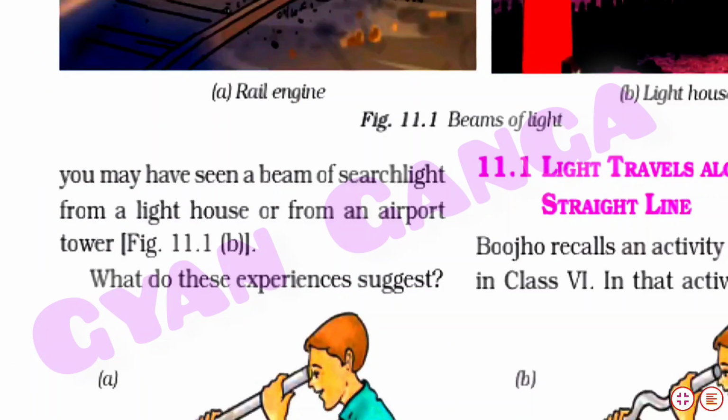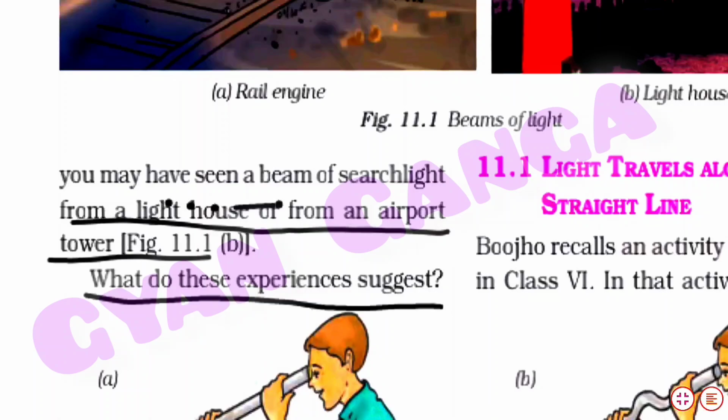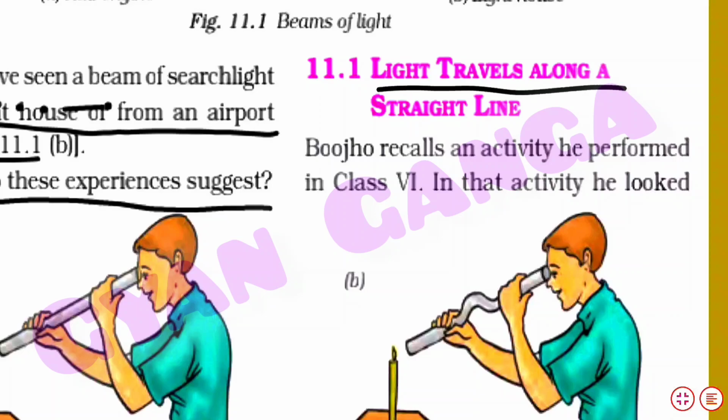Some of you may have seen a beam of searchlight from a lighthouse or from an airport. What do these experiences suggest? Light travels along a straight line.